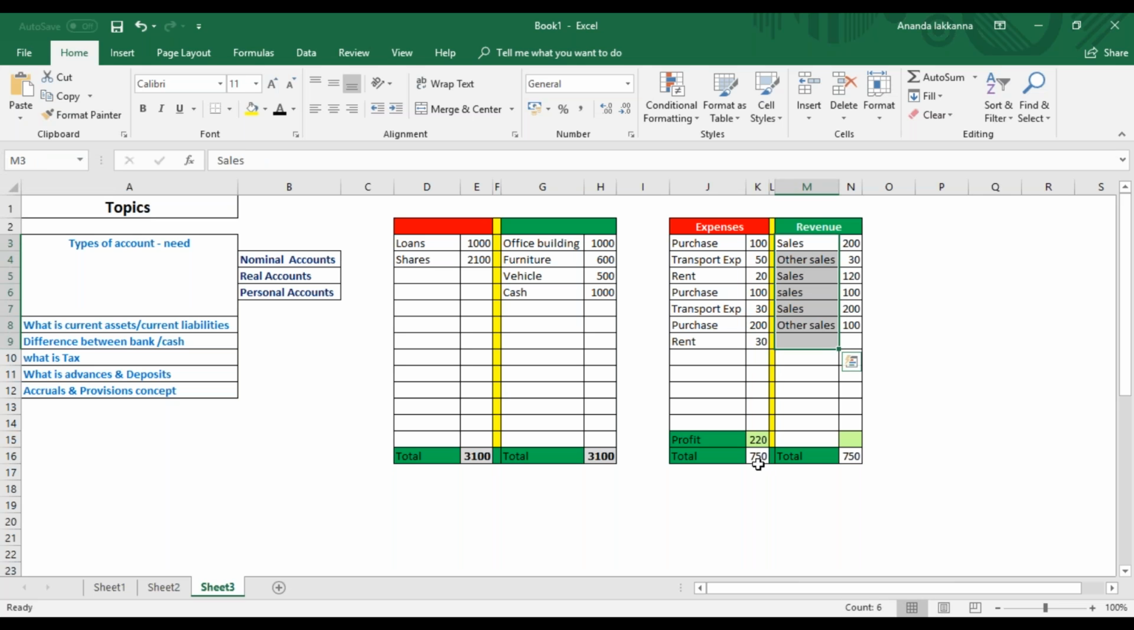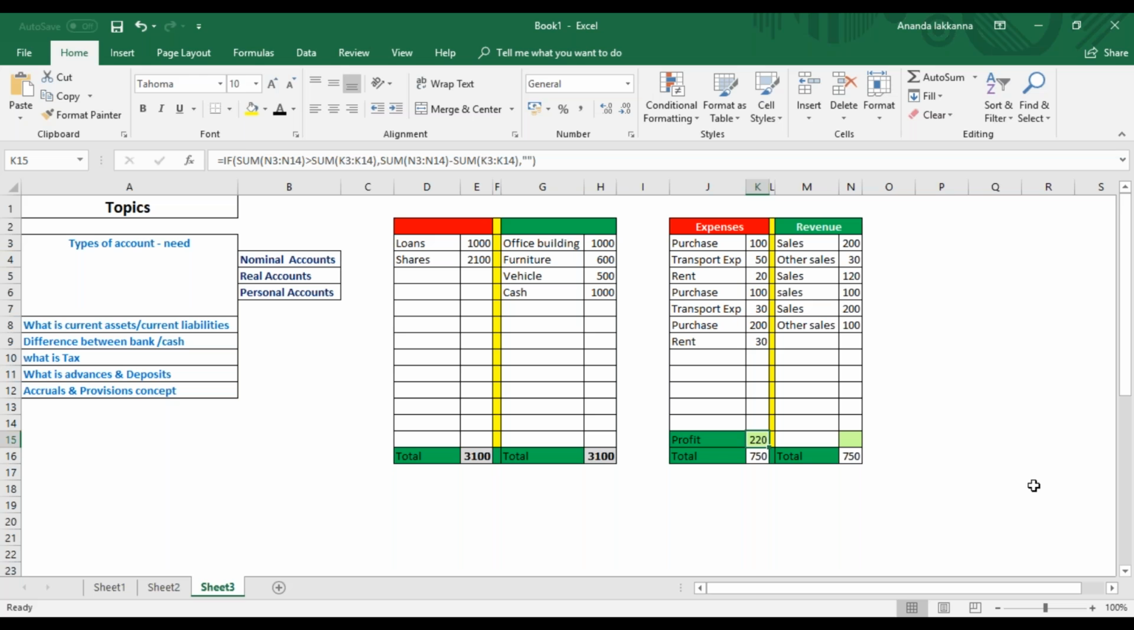In the transactions, I made 750 rupees sales, which means the money coming in is 750 rupees, and the money that has gone out is 530. So I got a profit of 220 rupees. These are things which you people already know, but what I'm trying to tell now is this.